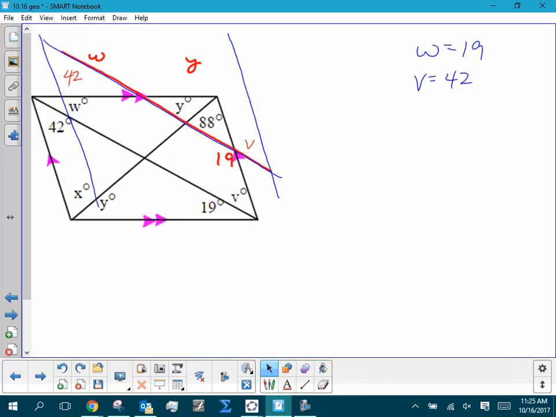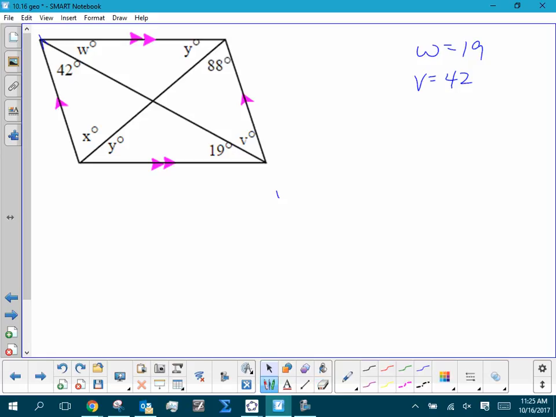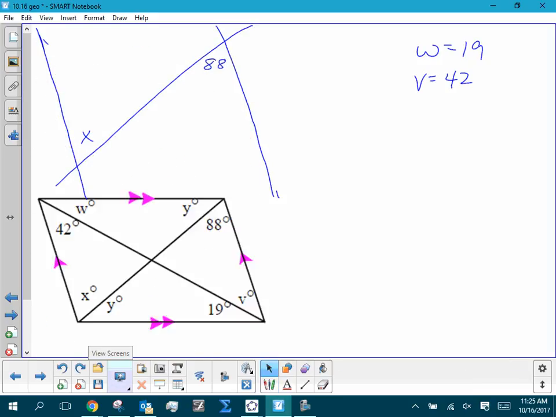Okay. Back. I'm just going to erase everything now. Let's still look at those parallel lines, because those are the only ones left to deal with. Let's see if I can do that. That's 88, right? That's X. Are those alternate interior? Yes, so that makes it 88. So X is 88. Okay.